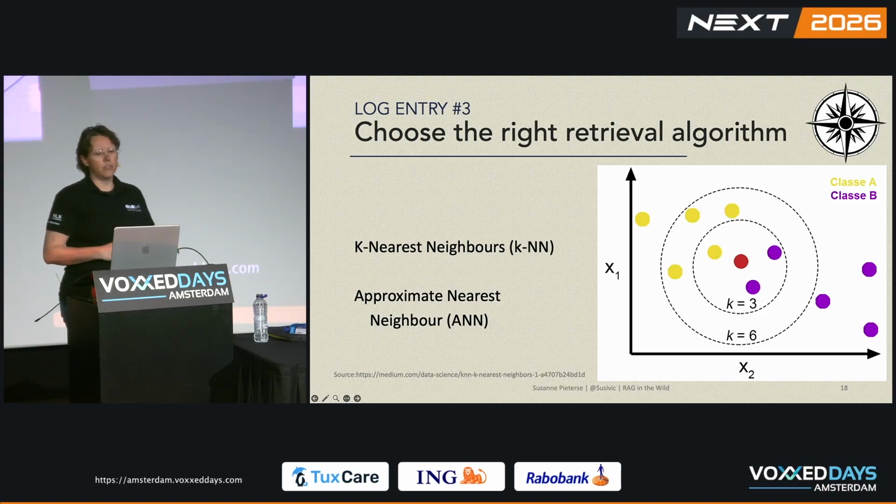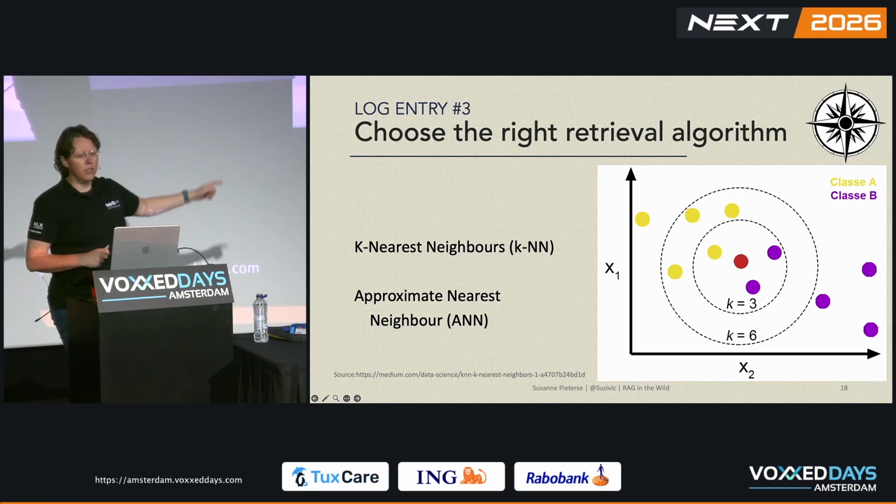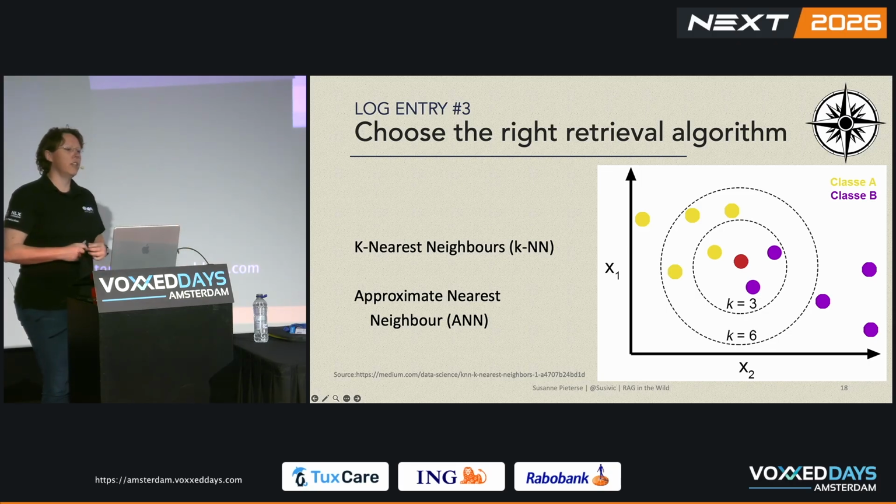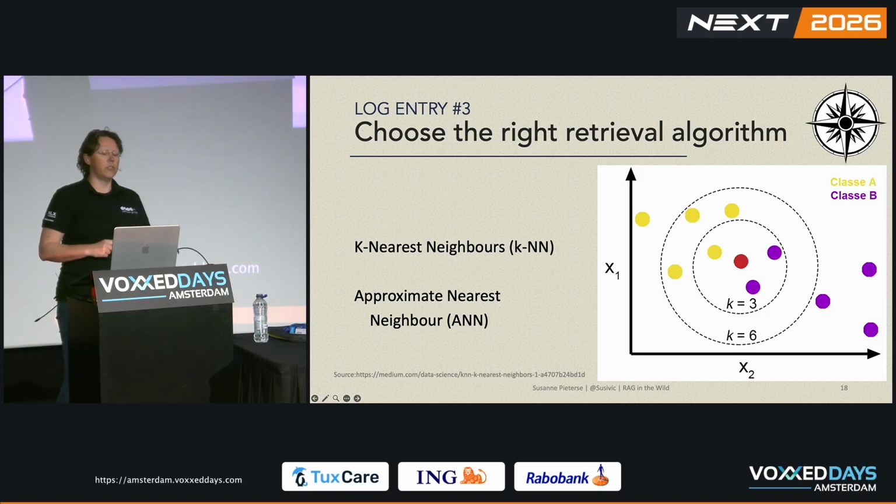The KNN algorithm is like the red dot in the middle, and if you want the K3, so the three nearest vectors to find, then you just look around and find the 3 or the 6 or the 10 or the 100, whatever you want. But you can understand if you have a lot of these dots, then you should try something else, or it will take a long time.